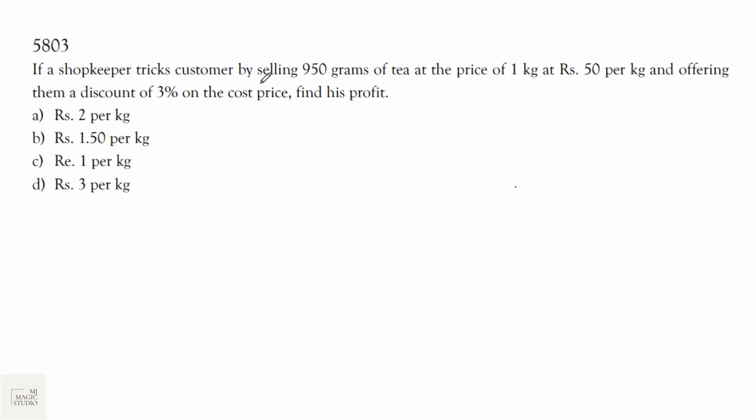If a shopkeeper tricks a customer by selling 950 grams of tea at the price of 1 kg at rupees 50 per kg and offering them a discount of 3% on the cost price, find his profit. So actually he's showing that the selling price is 50 but offering a 3% discount, that means offering 1.50 rupees discount. Selling price is 48.50, but this is the selling price for 950 grams.